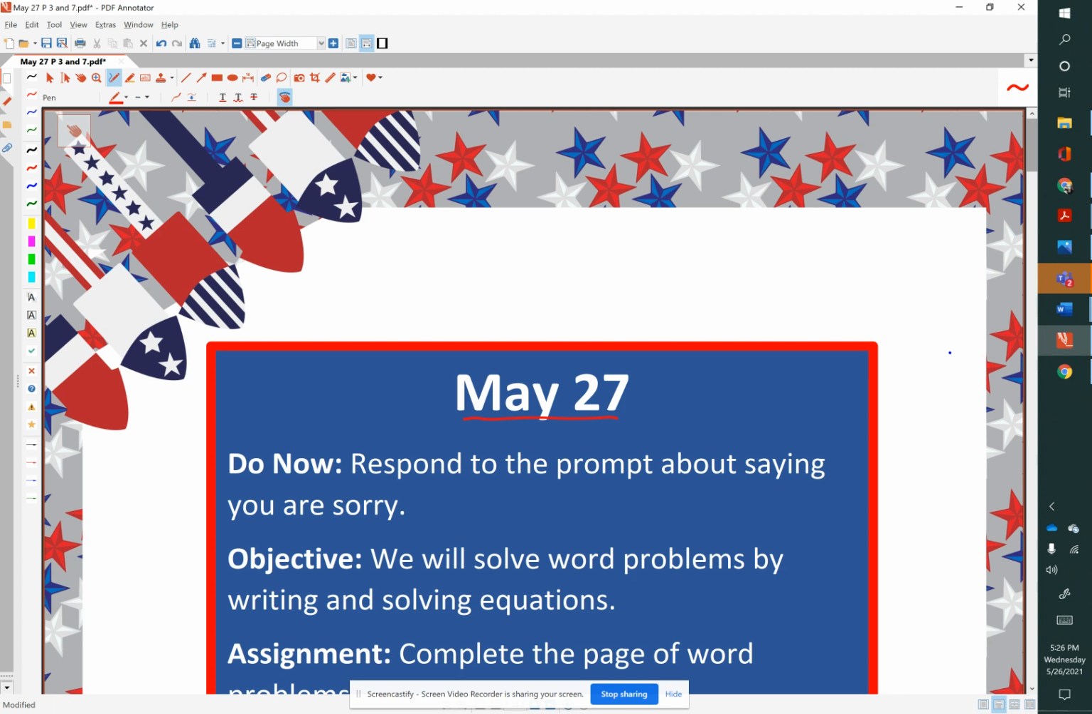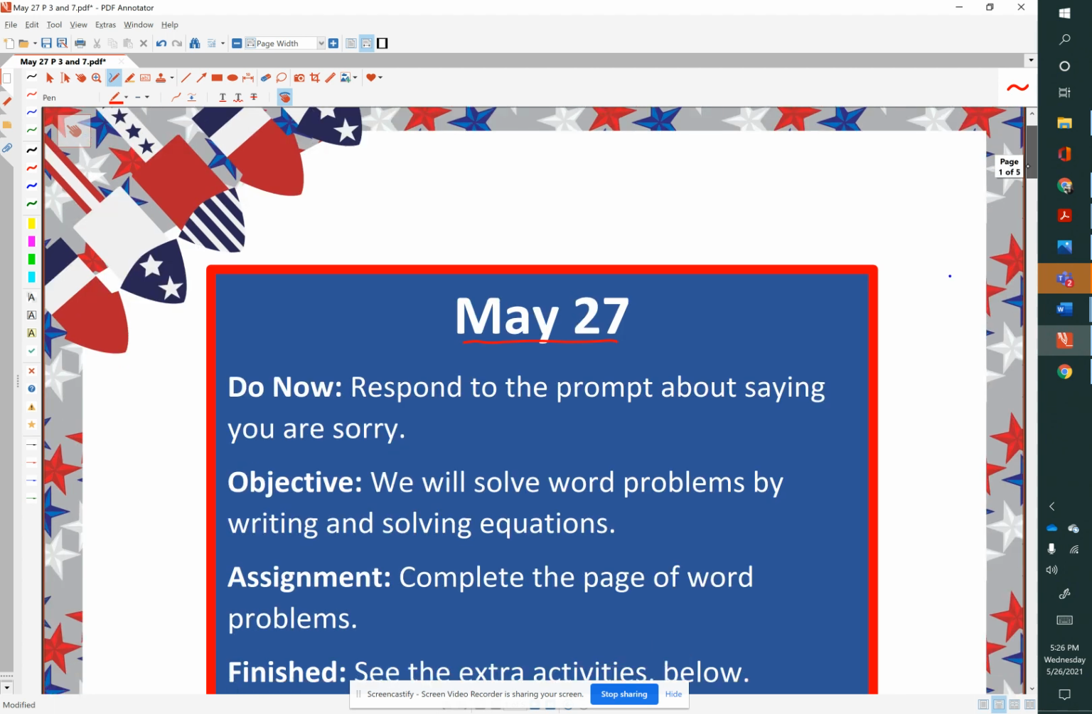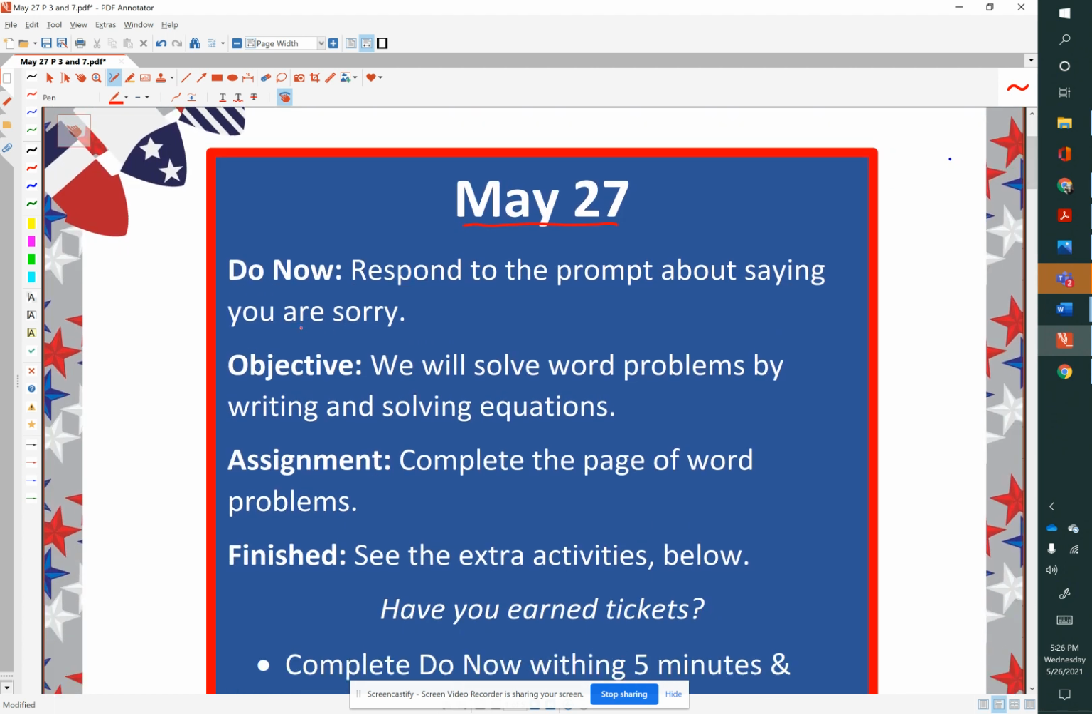We will start by responding to our do now. Our discussion of the day is about saying you are sorry. Oops, did something wrong. Have to say sorry. Our objective will be to solve more word problems, and we're going to write and solve the equations that we work with. Our assignment will be to complete the page of word problems assigned below. And if you are finished, I have some extra activities.